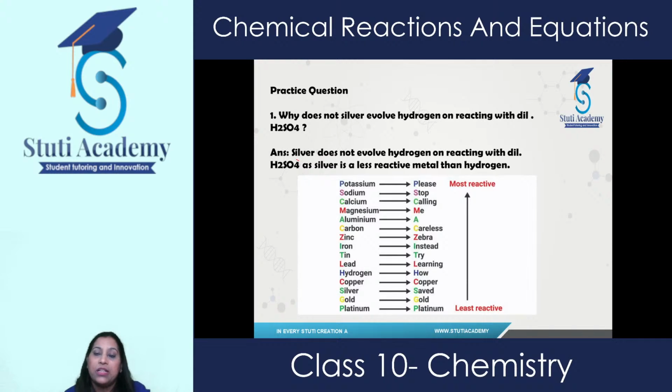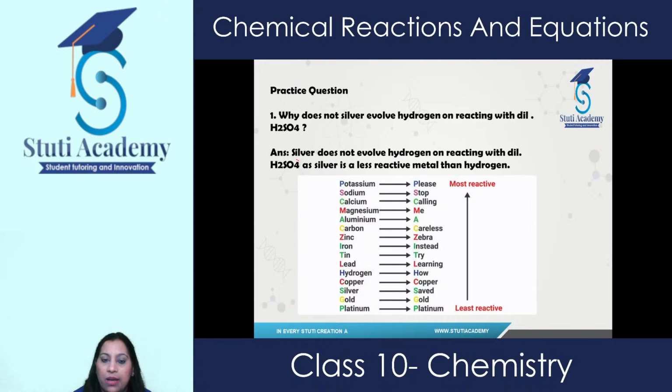The metals which are at the topmost position are highly reactive, and as we are moving down, the reactivity decreases. Okay, so this is the easy way to learn this reactivity series. Please stop calling me a careless zebra. Instead, try learning how copper saved gold, platinum. Because on the basis of this reactivity series, so many questions can come in exam. So you need to learn it.